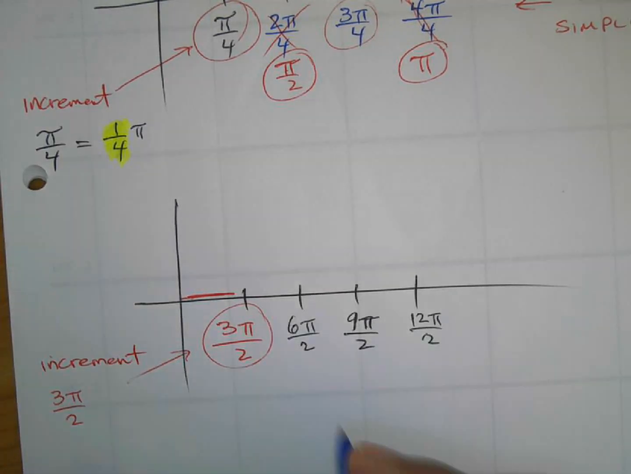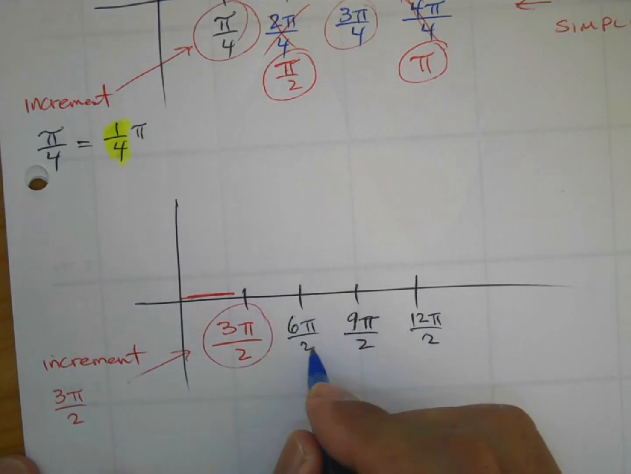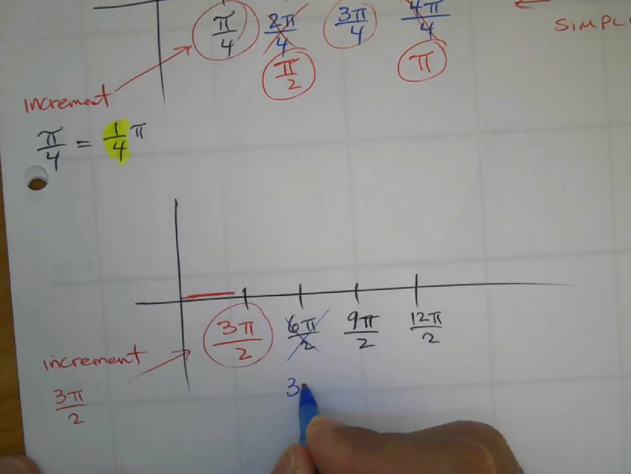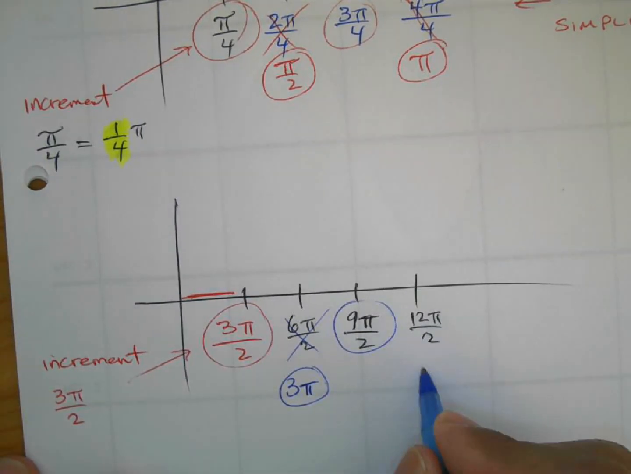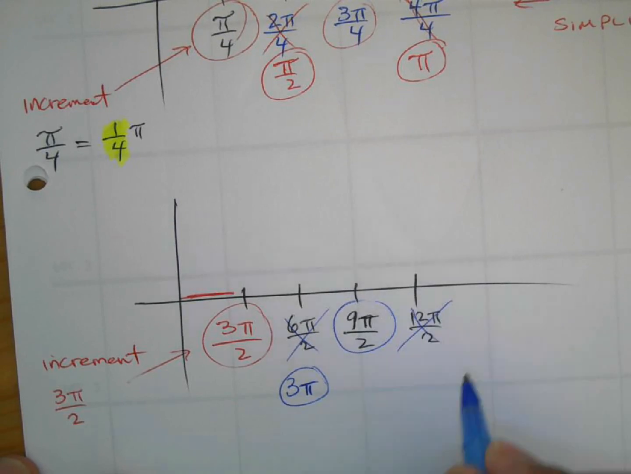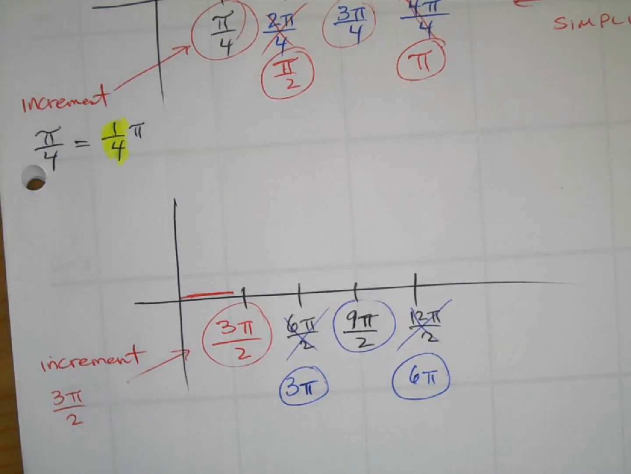So that's going to be 3 pi over 2, 6 pi over 2, oh, this one can be reduced to 3 pi. This one's fine. This can be reduced to 12 divided by 2, 6 pi. All right. The next one's going to be even more difficult. That's the next video. Hopefully you're good with this one.